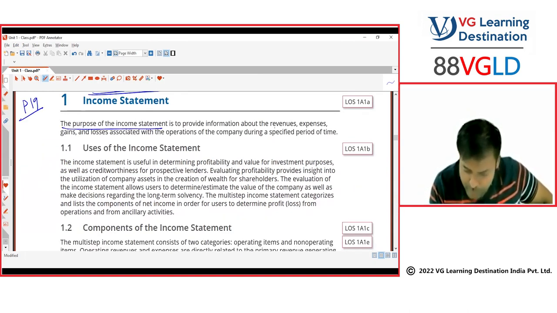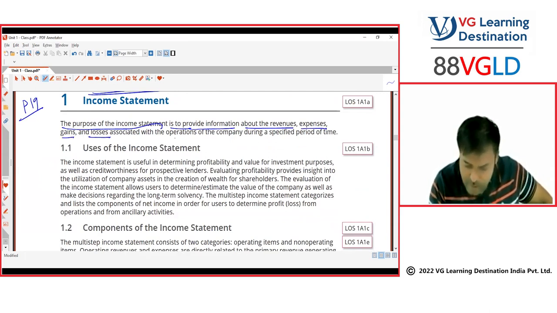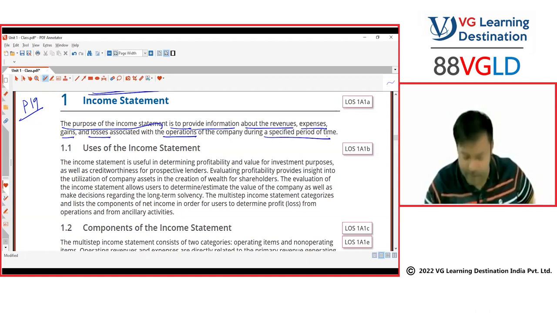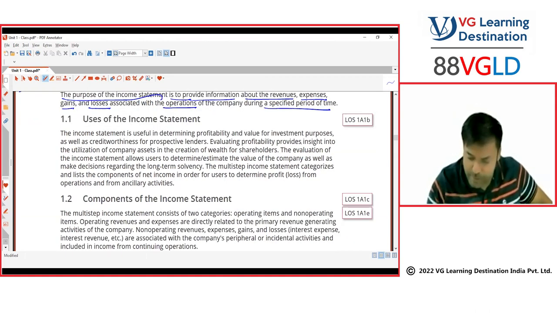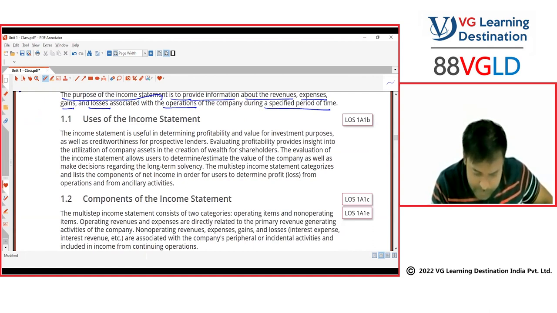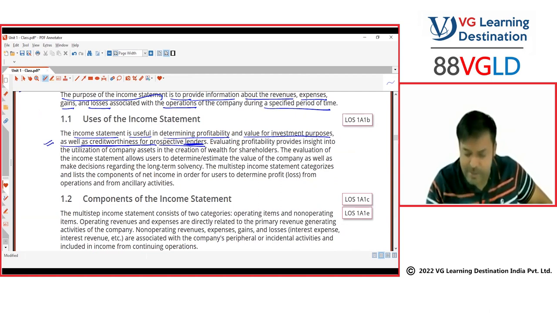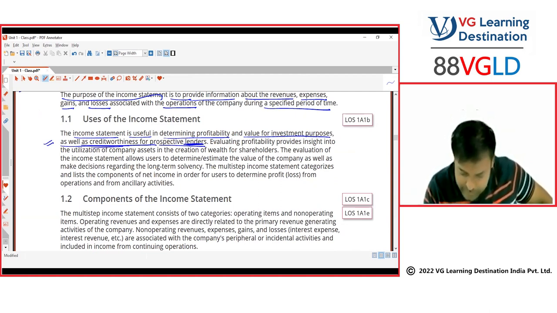The purpose of the income statement is to provide information about the revenues, expenses, gains, and losses associated with the operation of the company during a specified period of time. That period is generally a year. What are the uses of the income statement? The income statement is useful in determining the profitability and the value for investment purposes, as well as the creditworthiness for the prospective lender. So lenders will be looking for creditworthiness. As an investor, you will be looking more at profitability and the investment needs.